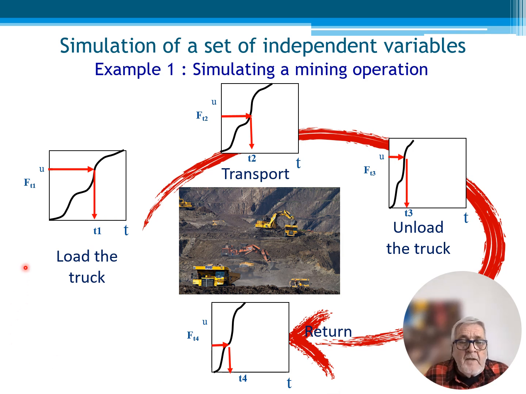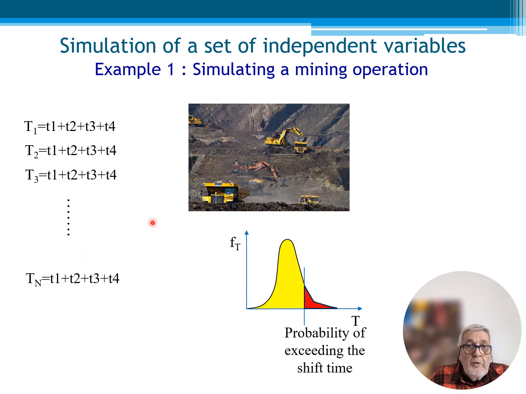Now we run the simulation. As they are independent, you can run the first and second independently of this one and so on. So you generate one random number, and the first time to load the truck is T1. The same cycle, the time to transport is T2, the time to unload T3, T4. Run again, and you obtain another set of those four times of this operation. So at the end of 100 simulations, 1000 simulations, you can give a total time of the whole cycle, T1, T2, T3, Tn.